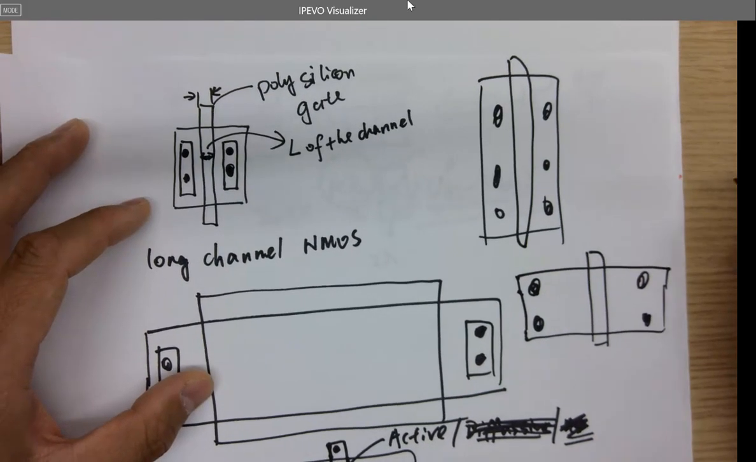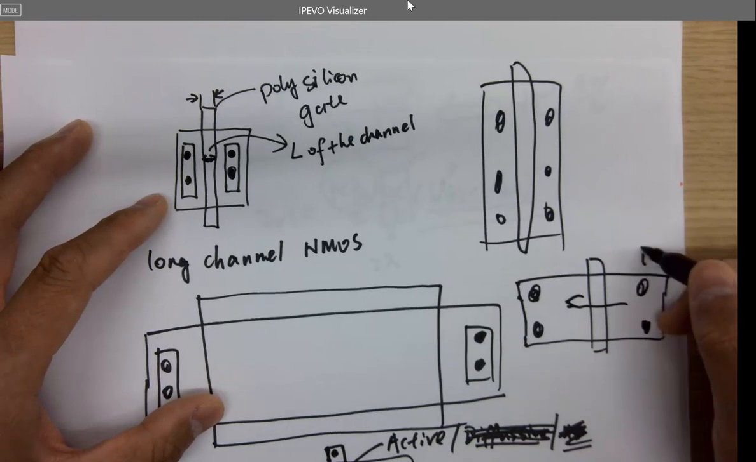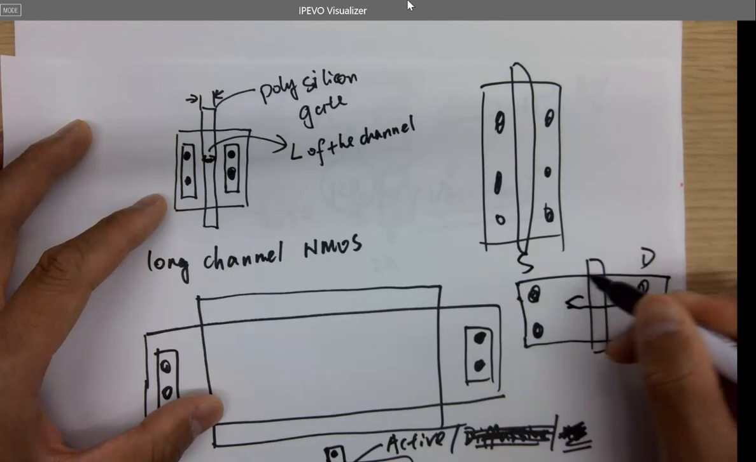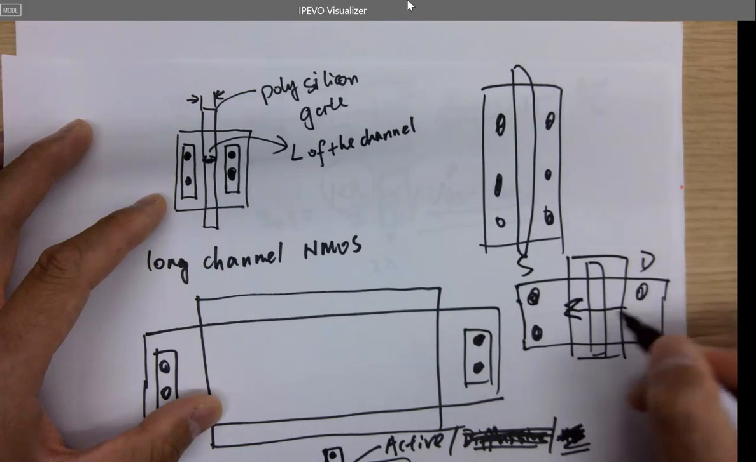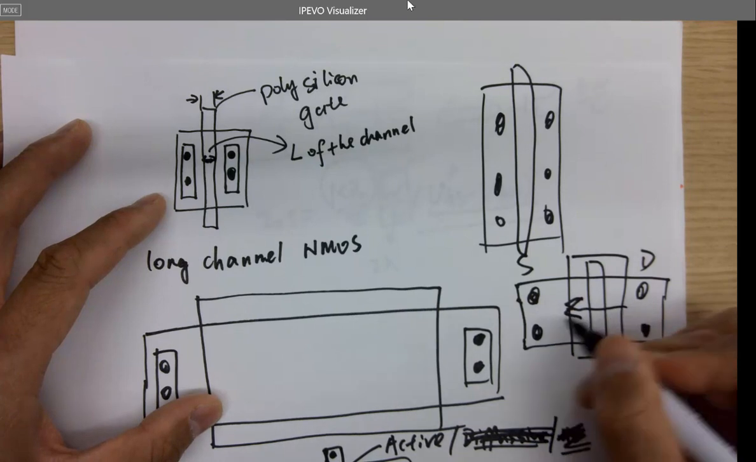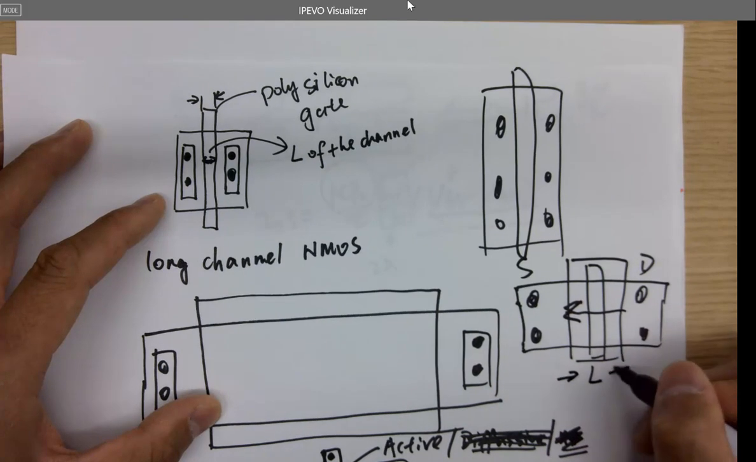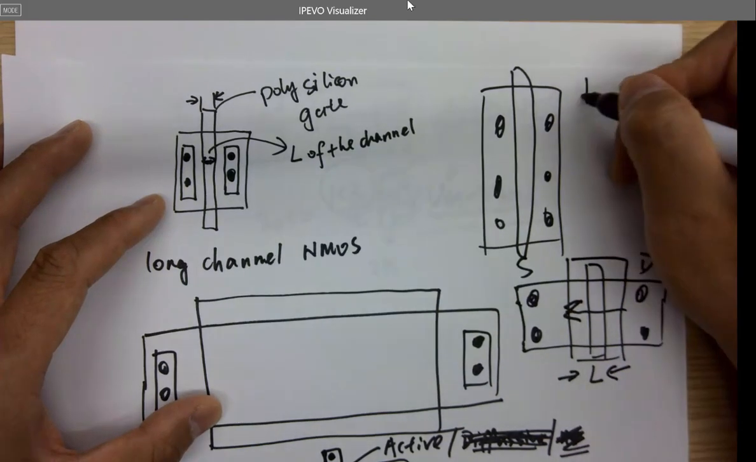No, this is the longer one. That's the channel. This is the drain, this is the source. So this is the channel. You may need a bigger poly. That's the length of the channel. That's the distance the electrons are going to travel. So that's the length, okay? And this is the width.